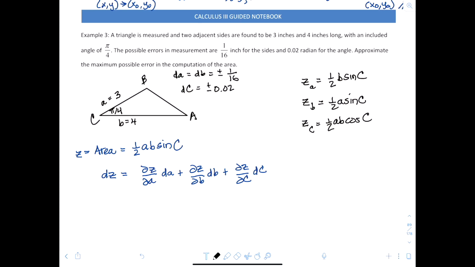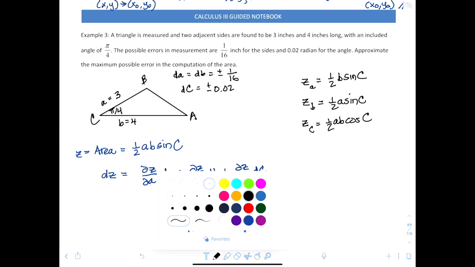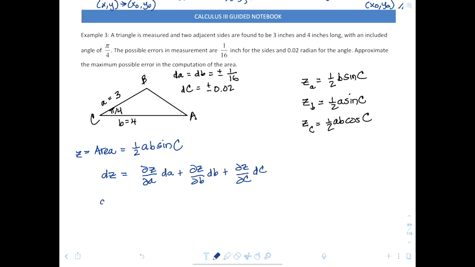Cool so far? So, putting those in, we'll have dz will be, I'm going to factor out the half, and then we'll have b sine c dA plus a sine c dB plus ab cosine c dc.